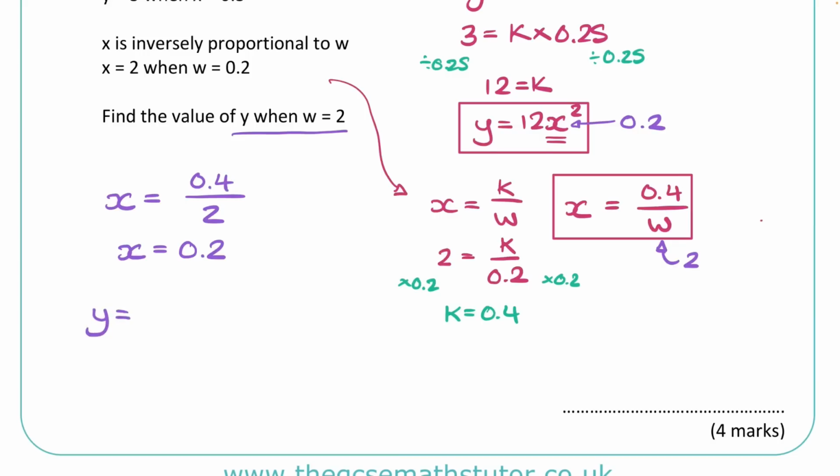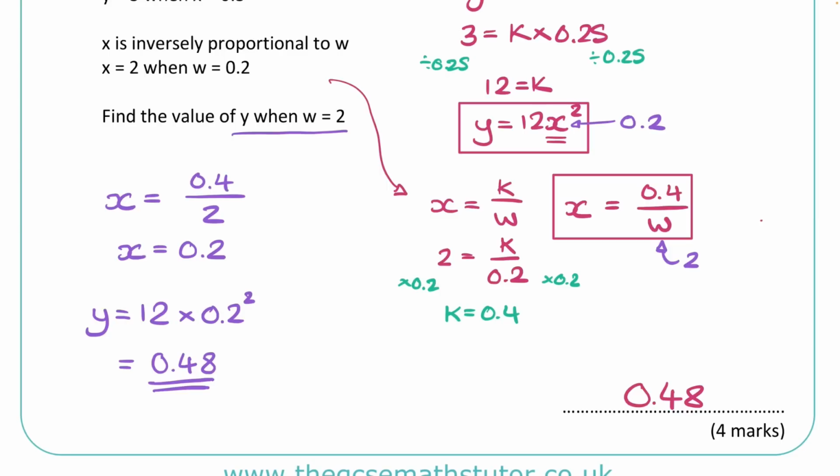Y equals 12 multiplied by 0.2 squared, as it's w squared. Just type that in, 0.2 squared, and we get 0.48. And there we go, there's my final answer, 0.48. So that was a relatively nice one in the sense that we could just put the numbers straight in and sort of work backwards through those formulas that we created.